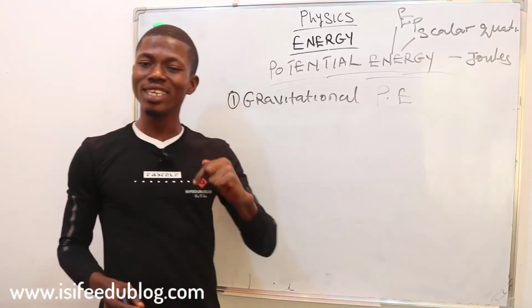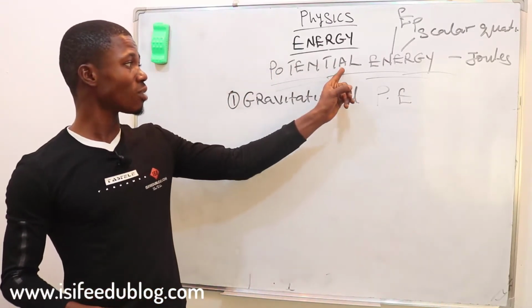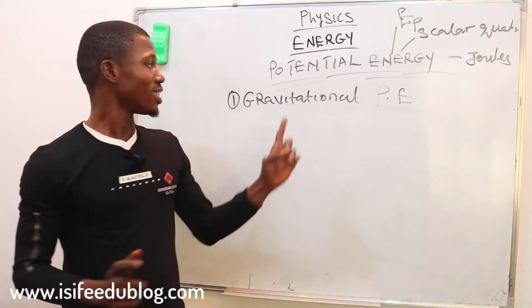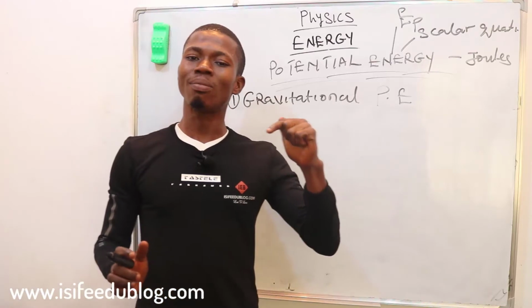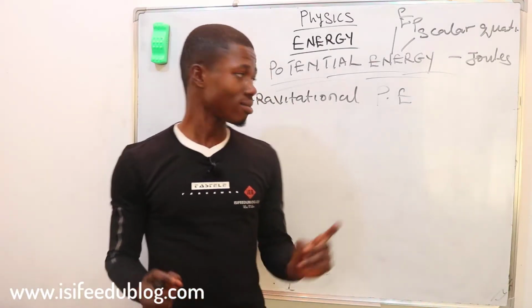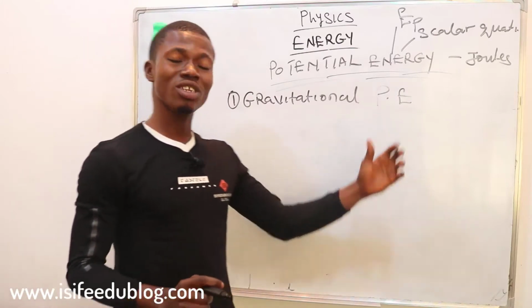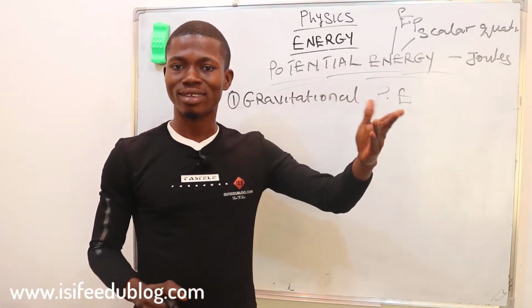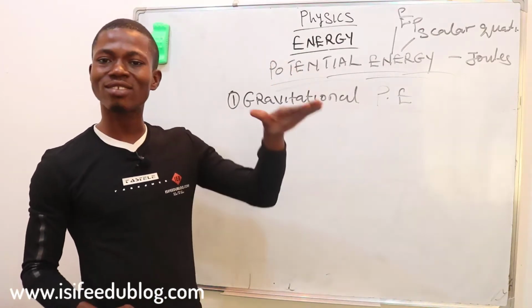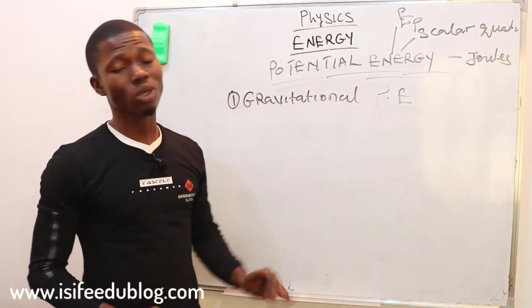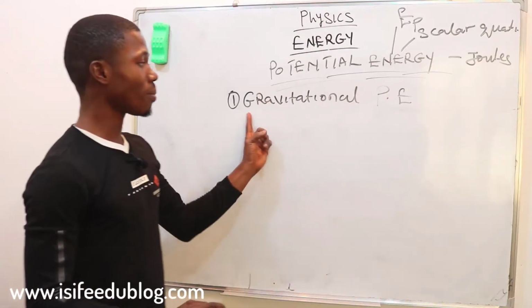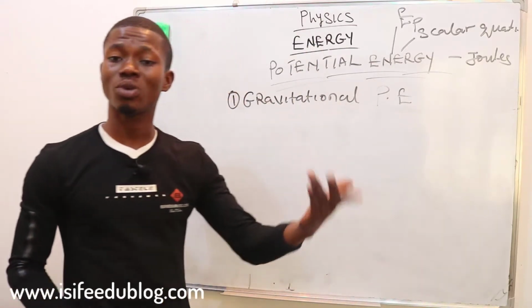This is now the energy. Already we know that potential energy is just the energy possessed by a body at rest. Now gravitational potential energy is the energy possessed by a body at rest due to its height, its position above the Earth's surface or above the ground. Once we are talking about up and down, that is vertical, we talk about gravitational potential energy.